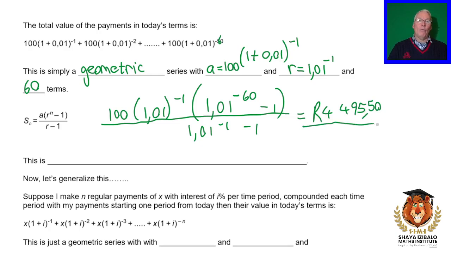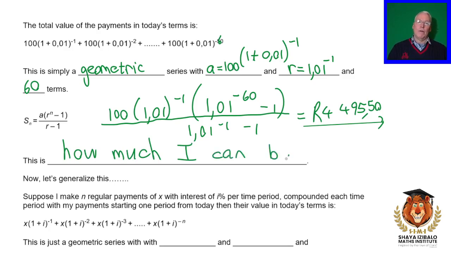Now, that's what all the 100 Rands that I'm going to pay you in the future are worth today, in today's terms. All right. And this is how much you should lend me, or how much I can borrow from you. Right, but the difference between what I'm borrowing and what I repay is interest.